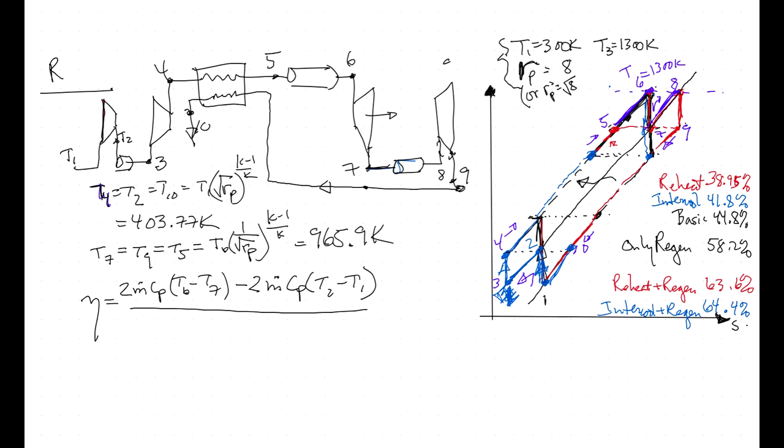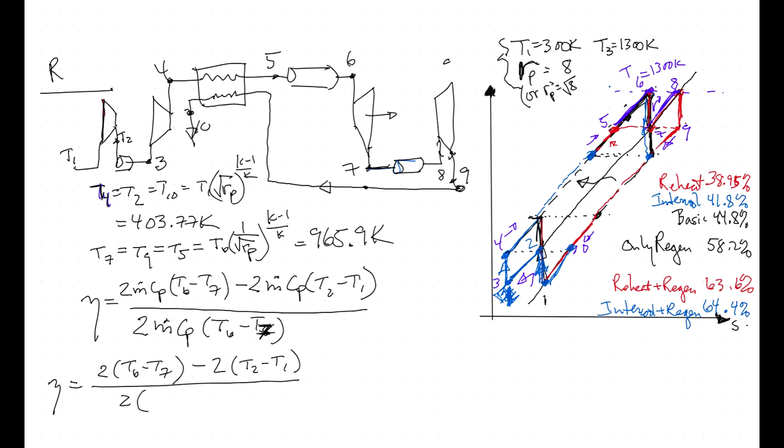And then I divide by Q in, which is M dot CP times T6 minus T5. That's the first heating over here. But 6 is equal to 8, 5 is equal to 7. So the reheater contributes the same amount. It doesn't matter what the letter is, this is T6 minus T7. Same thing. So there are two of these. Okay, so then for the efficiency, I'm going to cancel out all of the M dot CPs. So this is 2 times T6 minus T7 minus 2 times T2 minus T1, divided by 2 times T6 minus T7.